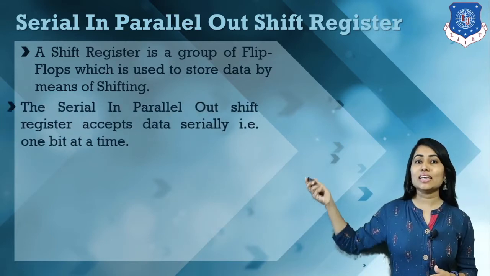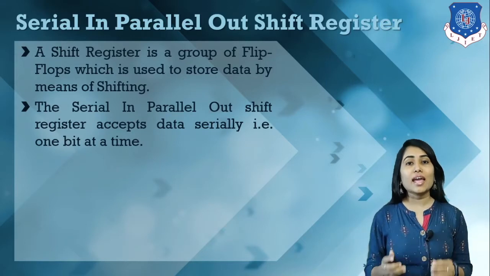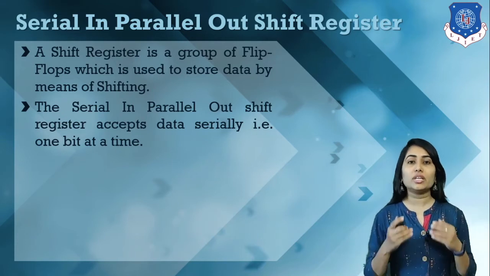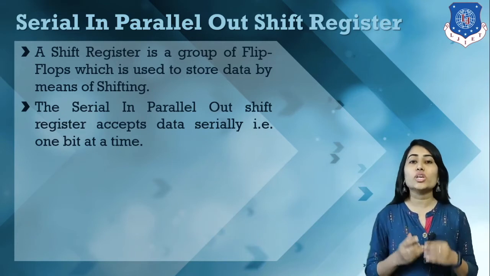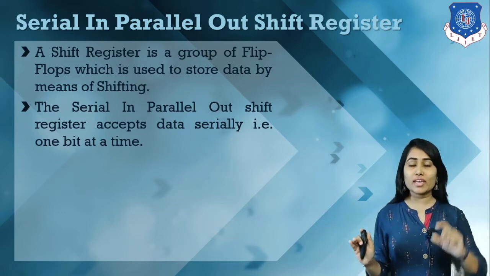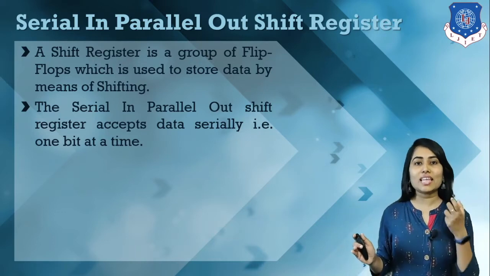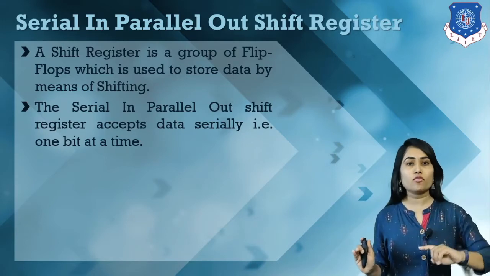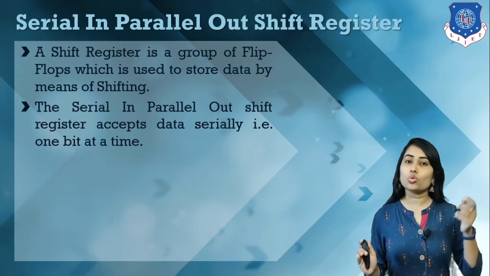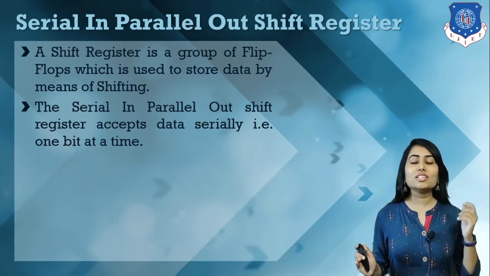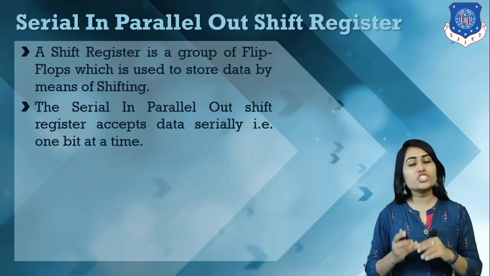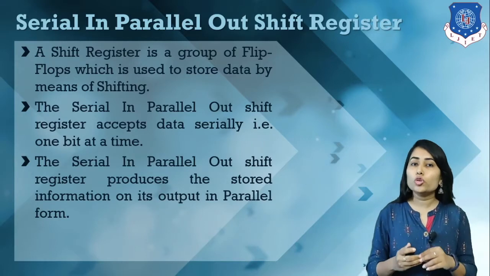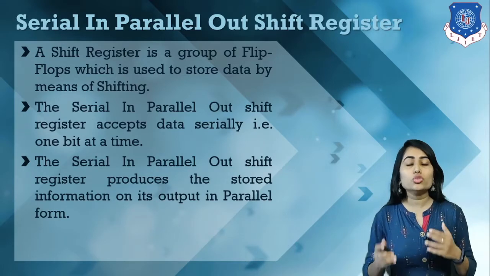This serial in, parallel out shift register can accept data in a serial form, that means one bit at a time. Serial in means our data is entered into the register in serial form, one bit at a time. So one by one, according to the clock pulse, our data gets entered into the shift register, but at the output side our data is produced in a parallel form.